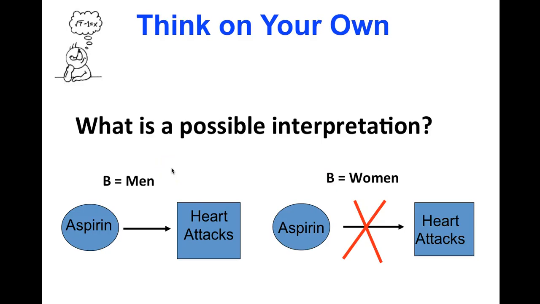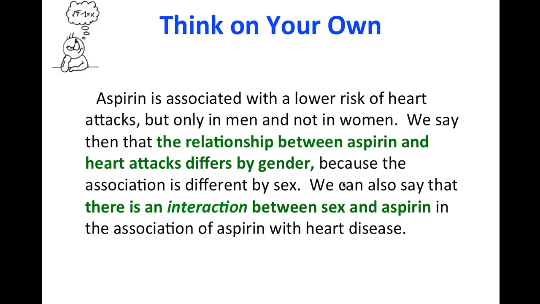Most commonly, effect modifiers are things like a gene or gender, because the effect will depend on the level or grouping of that third variable. For example, it's only present among the men in that third variable and not women. So aspirin is associated with a lower risk of heart attacks, but only in men and not in women. We say then that the relationship between aspirin and heart attacks differs by gender, because the association is different by sex. We can also say that there is an interaction between sex and aspirin in the association of aspirin with heart disease. That's just the way that we interpret it.